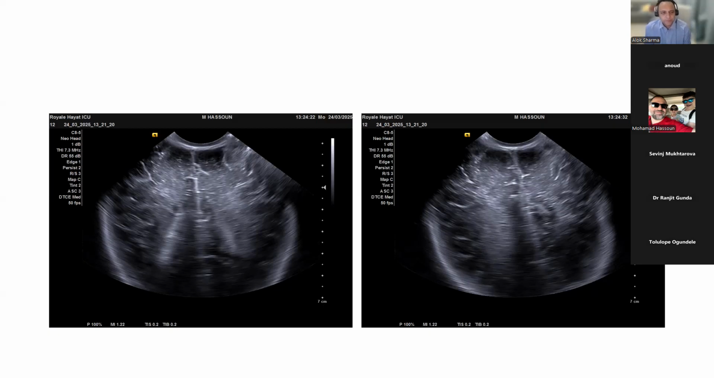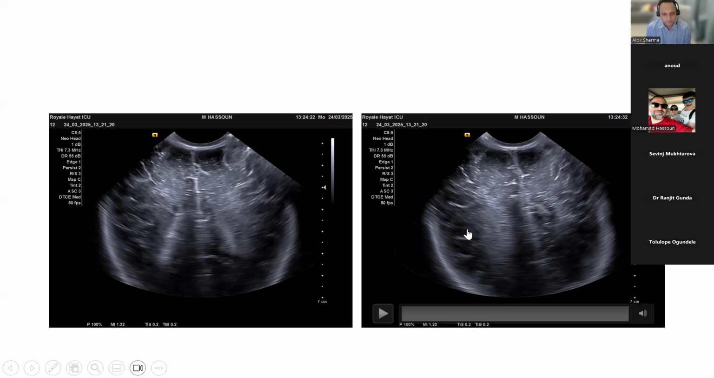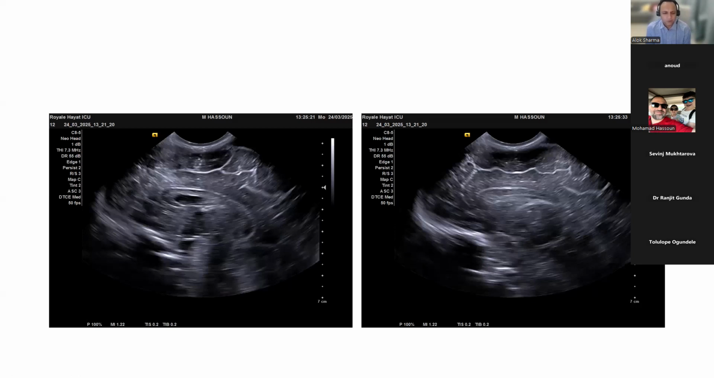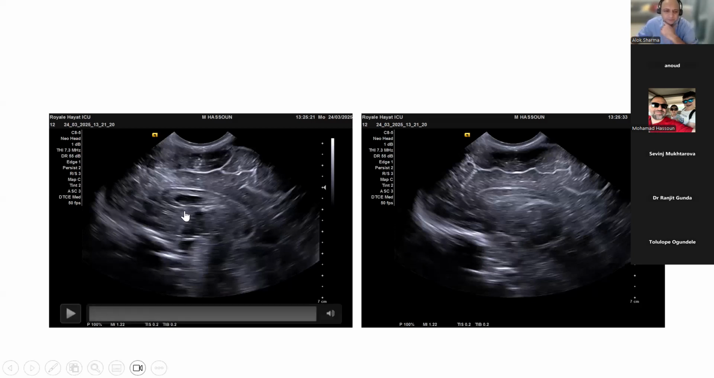And this is, I think, the last one here on the left, on the occipital horn. And when I went to the mid-sagittal, this is the mid-sagittal. I think here is the corpus callosum, cavum septum pellucidum, third ventricle, and here I think is the third ventricle too.